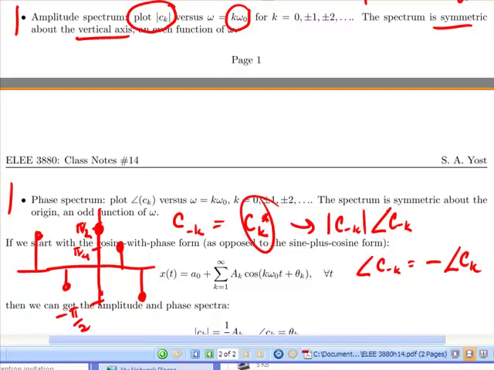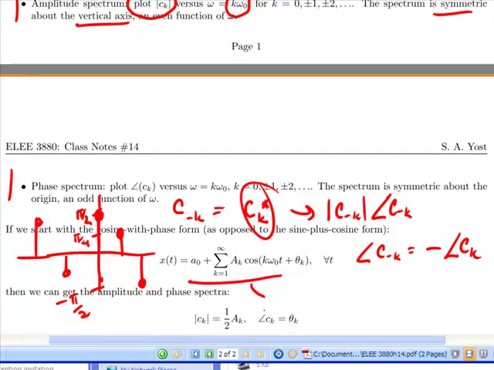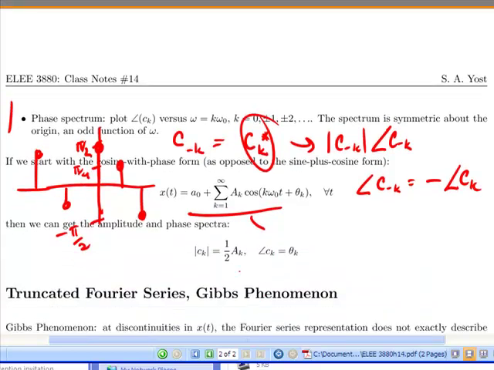The rest of this is just talking about how to get, if we move to the sine plus cosine with phase form of the trig series, again, we can relate the ck to the 1/2 ak. So if you're starting with the trig series, it's 1/2 ak that you're plotting.